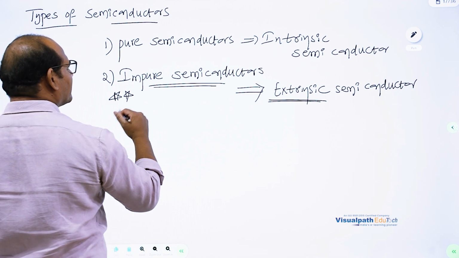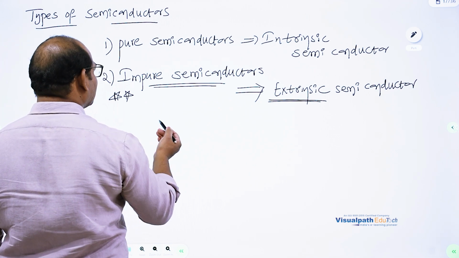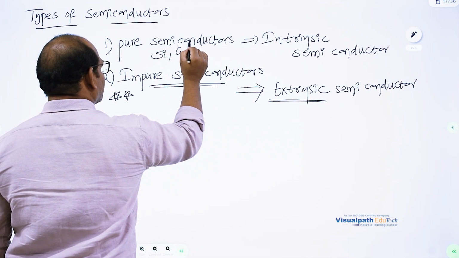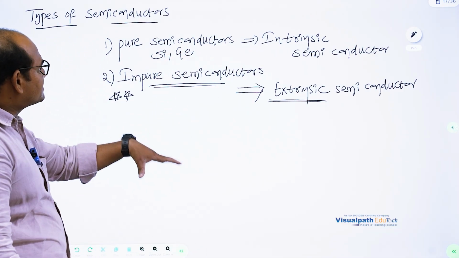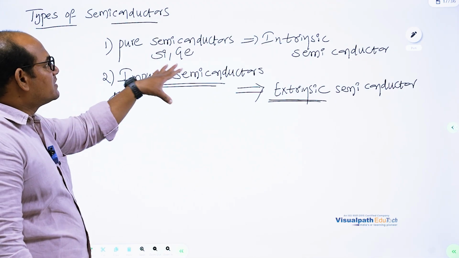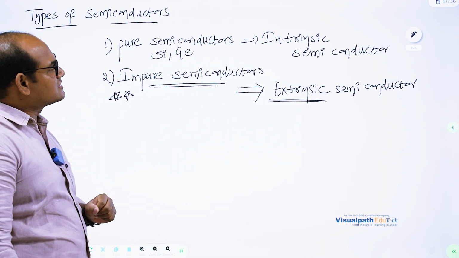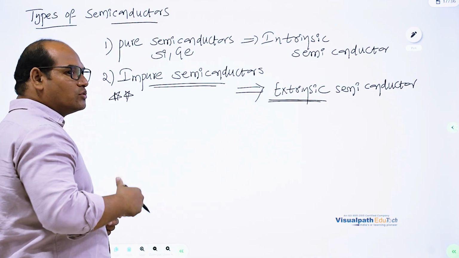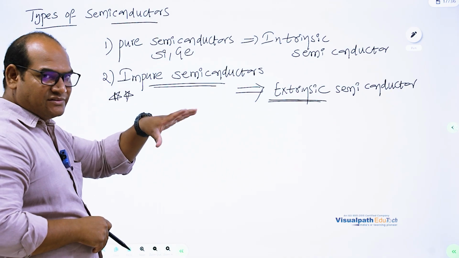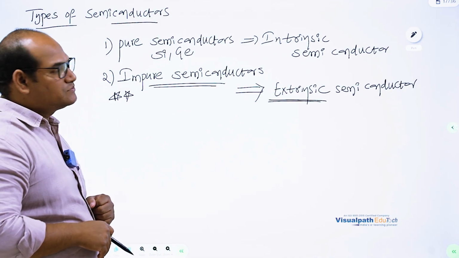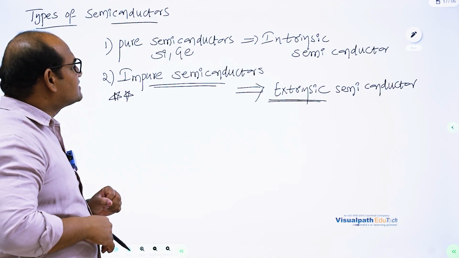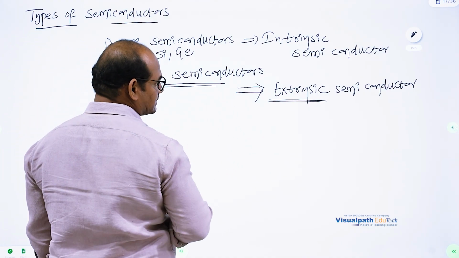Intrinsic semiconductor is nothing but directly available semiconductors, like silicon and germanium. Silicon and germanium are pure semiconductors or intrinsic semiconductors. These are not enough to fabricate or create our electronic devices like PN junction diode. So what is required now to create the electronic devices is nothing but extrinsic semiconductors only.